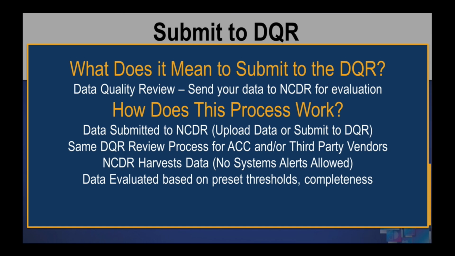All data submitted to the DQR process is evaluated based on preset thresholds for completeness and data assessments as determined by NCDR. Once the data has been reviewed, usually occurring within 5 to 10 minutes, a benchmark inclusion status will be assigned in the format of a green, yellow, or red dot. What is a benchmark inclusion?